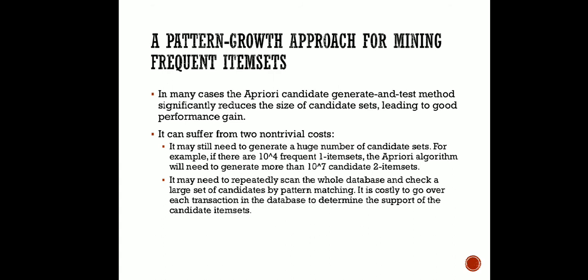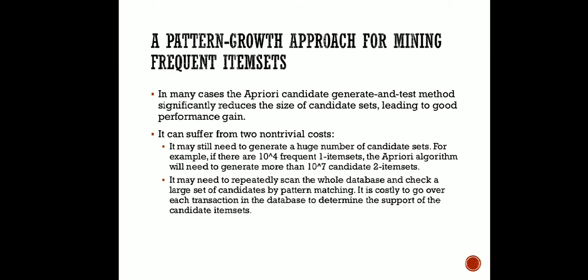Because whenever it is scanning the database for one item set, it scans the whole database. Again, whenever it tries to find the matching for two item sets, it scans the whole database again, whatever technique it follows. Ultimately it is scanning the whole database, so repeated scanning is there.